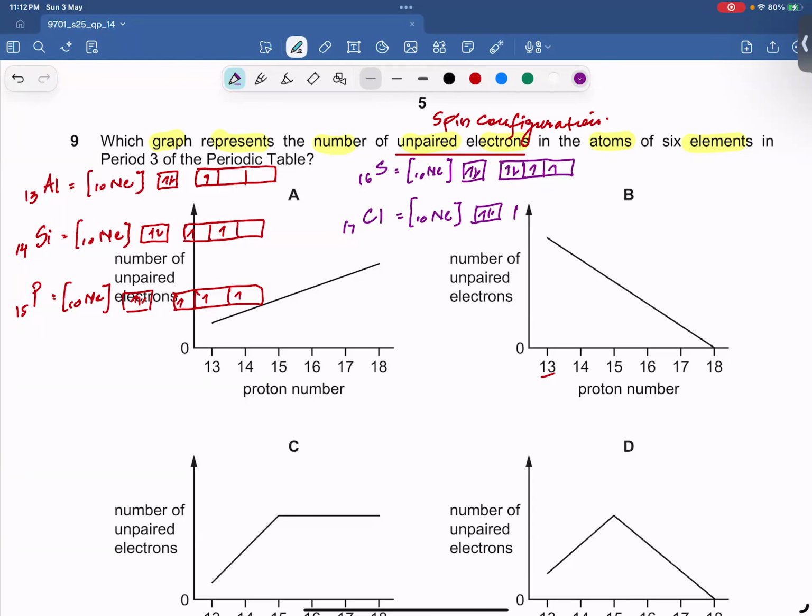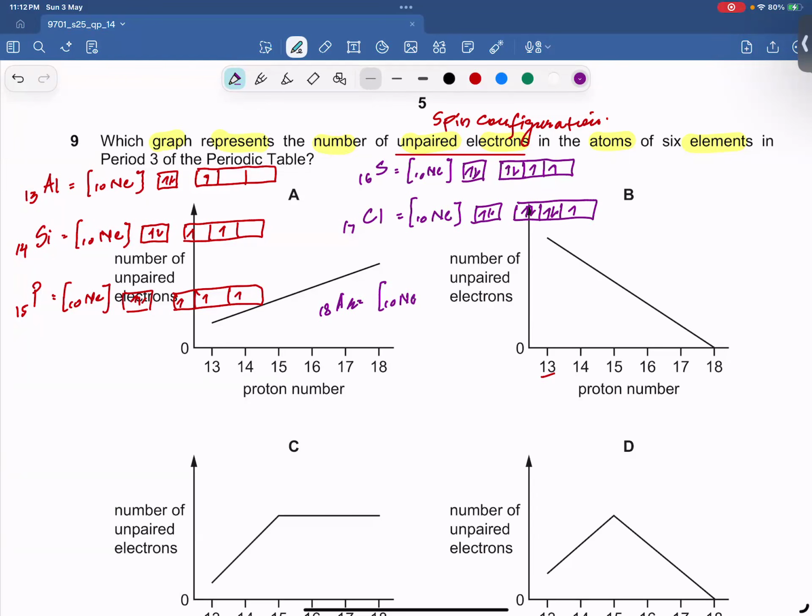3s contains 2, and 3p contains 4 and then 3p5. And argon has an atomic number of 18.